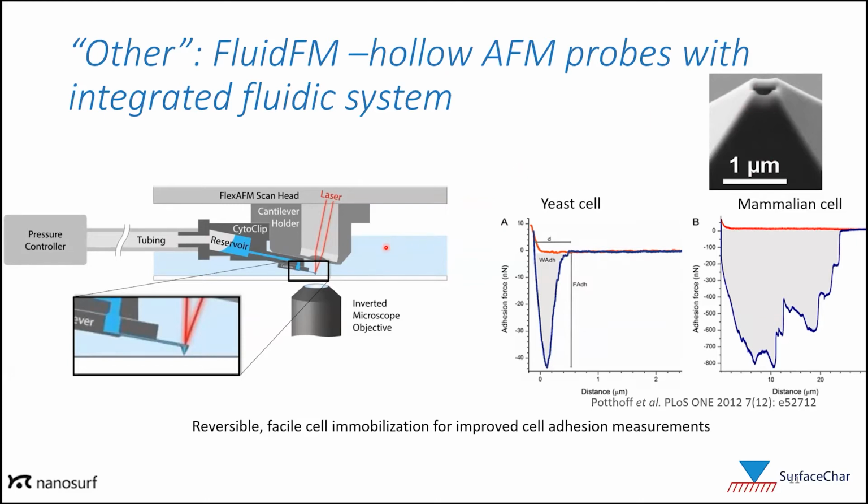And one very useful application of this mode is in the biological community to conduct reversible and facile cell immobilization onto the probe. It's actually quite difficult to immobilize a conventional AFM probe. It's very consuming and it's not reversible. So once you get on there, you're stuck. Through FluidFM, it's reversible. It's pretty easy to get it on. And this is great for cell adhesion measurements, those mechanical property measurements that I discussed before, that otherwise are not possible to do. And here's an example of cell adhesion in a yeast cell and a mammalian cell shown here.